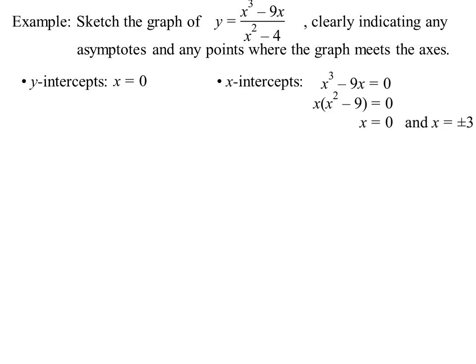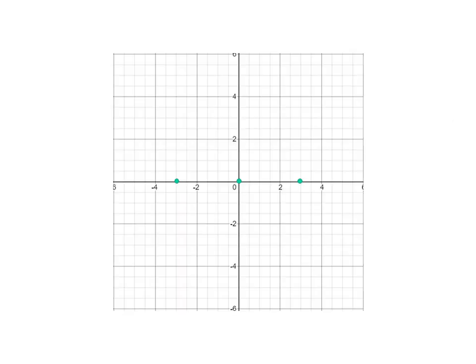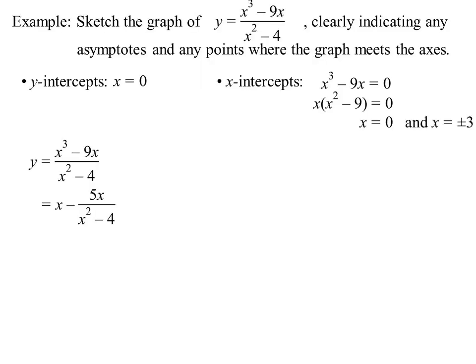Solving it for the x-intercepts, that's the top of the fraction equals 0. I get x equals 0 and x equals plus or minus 3. So let's plot those important points in. We get negative 3, we get 0, and we get 3. Let's do our polynomial division. It becomes x minus 5x on x squared minus 4. That tells me that the vertical asymptotes will be at plus or minus 2.